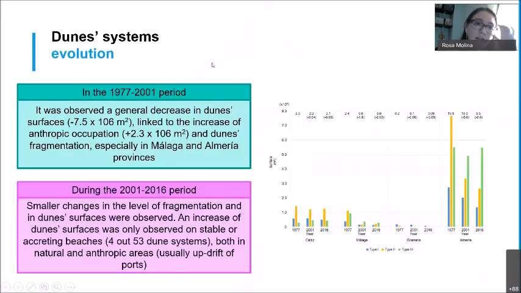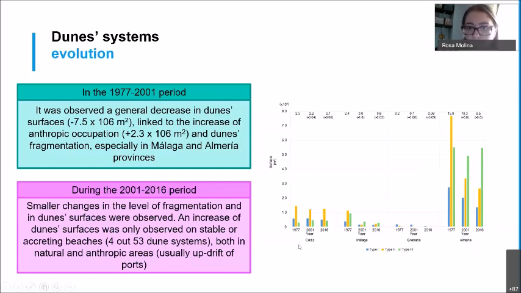In the 1977-2001 period, a general decrease in dune surfaces was observed, linked to the increase of anthropic occupation and dune fragmentation, especially in Malaga and Almería province. During the 2001-2016 period, smaller changes in the level of fragmentation and in dune surface were observed. An increase of dune surfaces was only observed in a stable area throughout the 53 dune systems, both in natural and anthropic areas, usually updrift of ports.